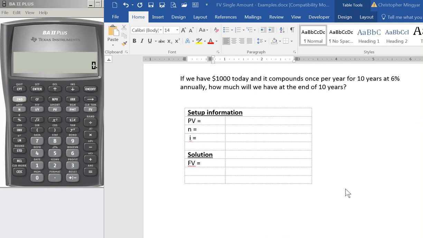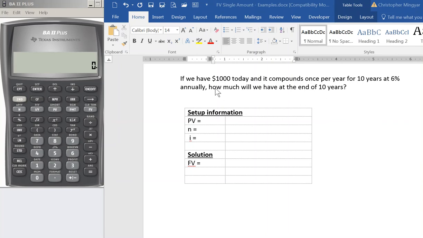Greetings, finance aficionados. In this video, we're going to work through several different time value of money problems, and we're going to see what happens when our compounding periods are something other than 1 year. For example, what if our money is compounding twice a year or 4 times a year? And then observe the effects of that compounding.